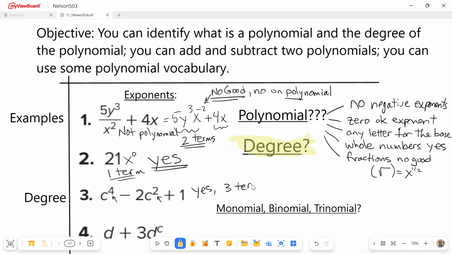So this one was yes, and it has 3 terms. Remember, terms are like 1, 2, 3, separated by pluses and minuses. I hope I'm making that clear. The next thing, let's look down here a little bit lower.